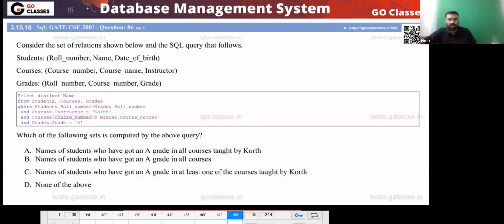Now let's move on. Let's see this question. Can you solve it? GATE 2003 question. Is the question visible, right? Okay.